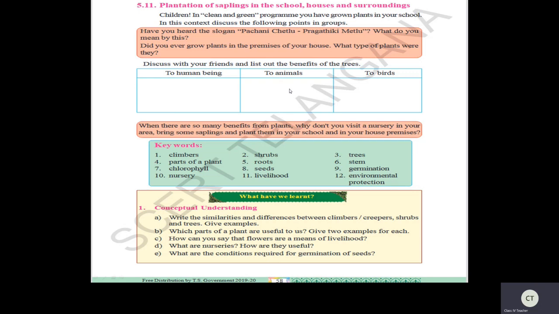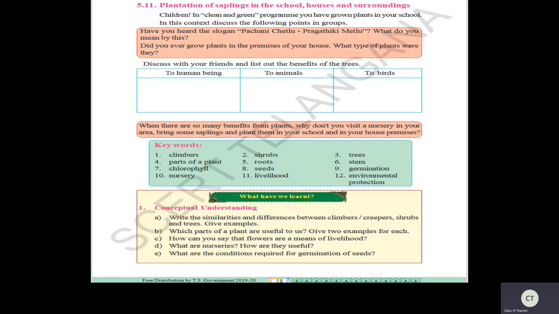For animals, some animals make holes in the trunks and live in there, right? And they also get different kinds of food. They eat the leaves of the plants. It's like this, they have many uses for the animals. Now if you see these birds, birds also get fruits to eat, and they can build a nest on the trees. Right, children? This is how it benefits everyone. So we should take care of the plants.